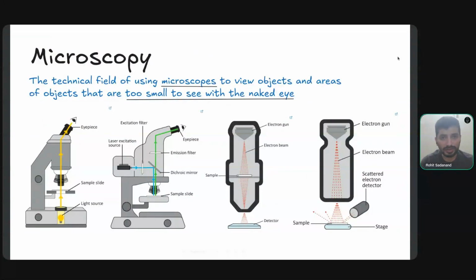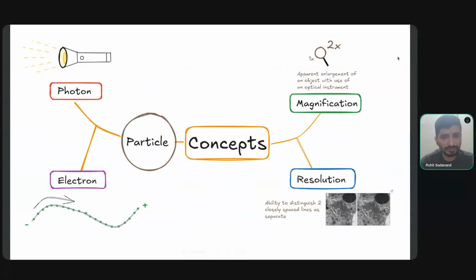So, what is microscopy? Microscopy is essentially the field where microscopes are used to view objects that are too small for seeing with our own eyes. And there are a host of different types of microscopes, and we'll be seeing some of the most commonly used ones in this video and understand how they work and what they can tell us about the things we are interested in. Before we go on to see the different kinds of microscopes, we need to understand a few concepts that are critical to understanding the functioning of the microscope.